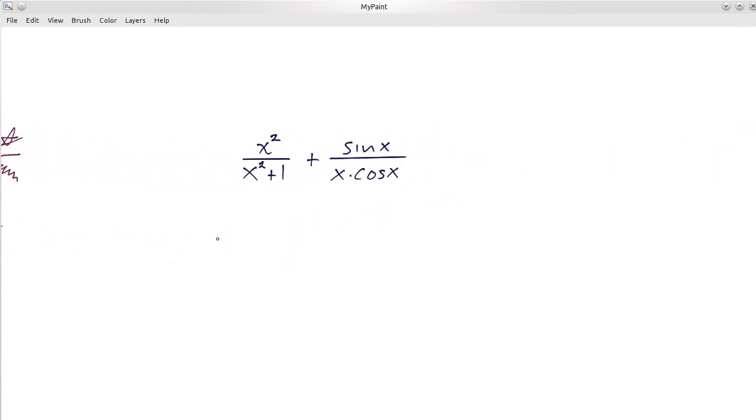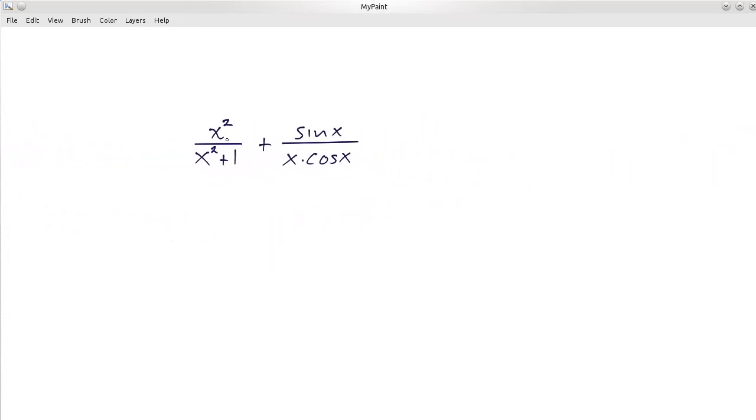Alright, let's go back to our original problem and see if we can solve x squared over x squared plus 1 plus sine x over x cosine x. Why don't you pause the video and try on your own, and then we'll come back and I'll show you how to do it if you get stuck.